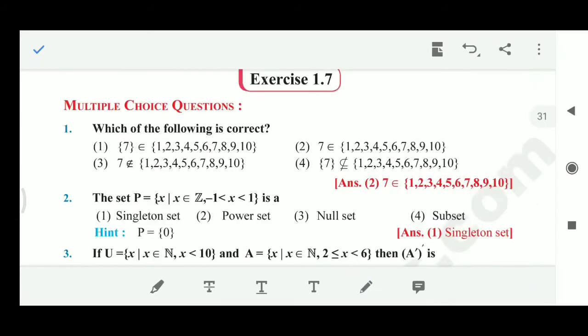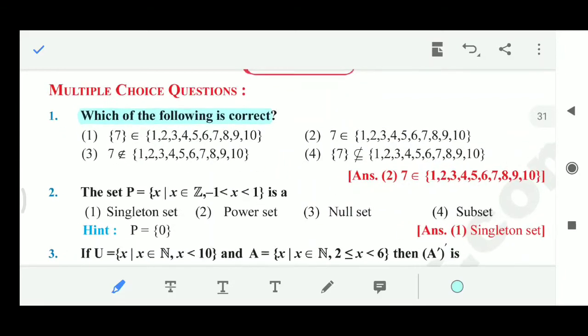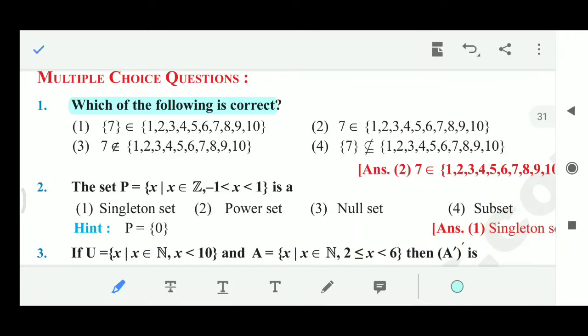With this, we are going to see the 1 mark questions, exercise 1.7. In that we have 20 questions. First question, which of the following is correct? Here the 4 options are given. Look at the options. The first and the fourth options have the element 7 within the set bracket, but in the second and third we have simply 7. So 7 belongs to {1, 2, 3, 4, 5, 6, 7, 8, 9, 10}. In this, option 2 is correct, because that set contains the element 7.